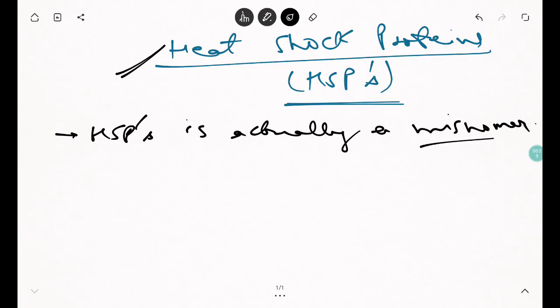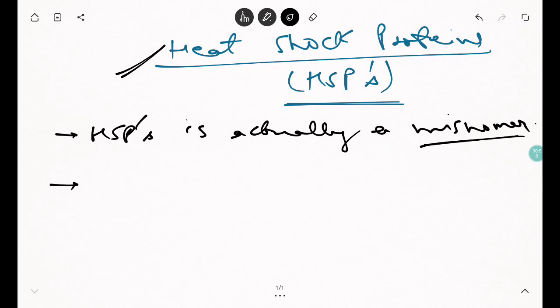What is the meaning of this term misnomer? It is actually a wrong term. Heat shock proteins are not only produced during the thermal stress or heat stress. It is produced in all kinds of stress. That is, it is produced pathologically as well as physiologically. Both ways it is produced. So heat shock proteins are produced in both conditions: physiological, that is normal condition, and pathological, that is in stress or disease condition.